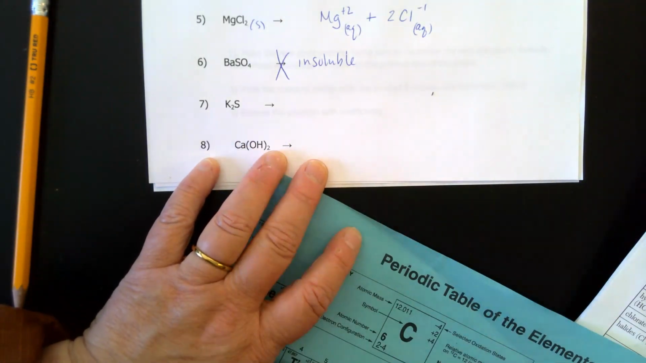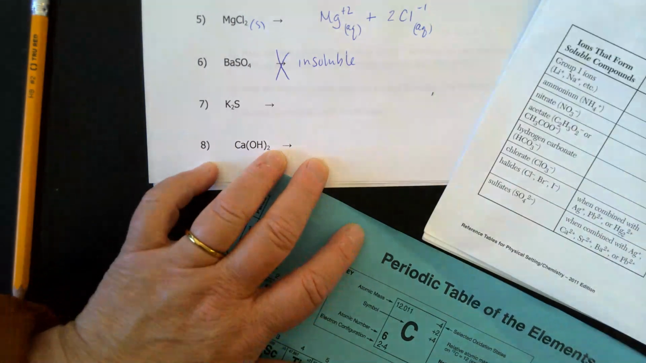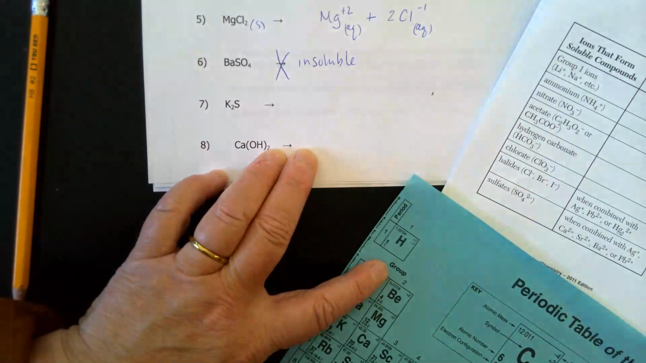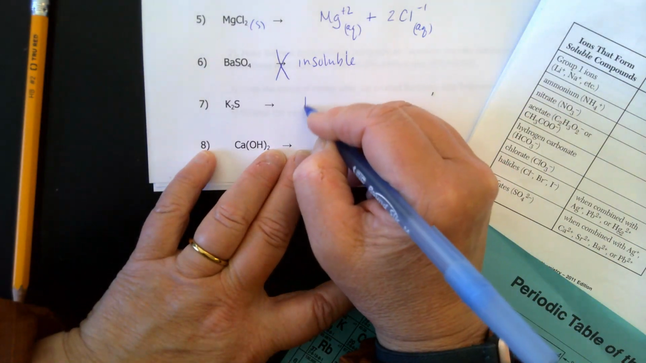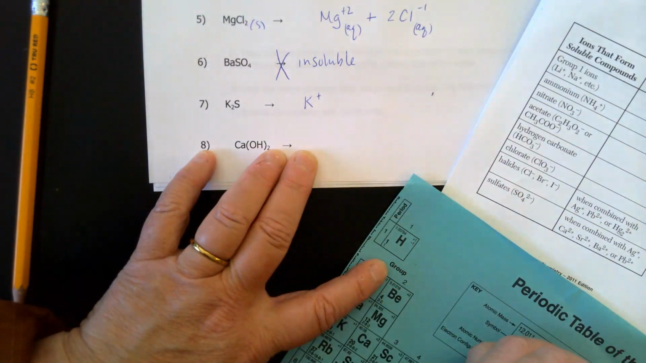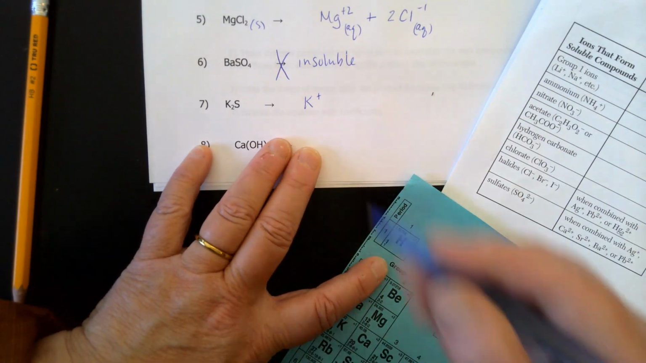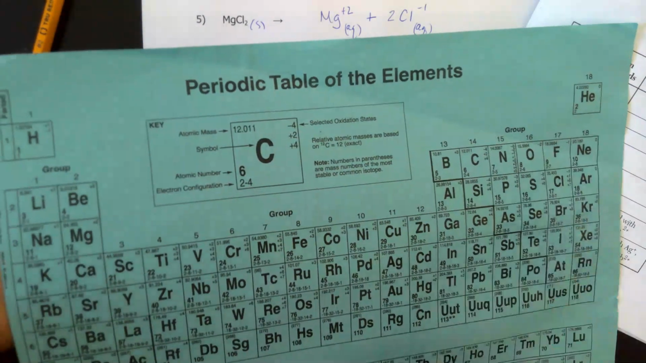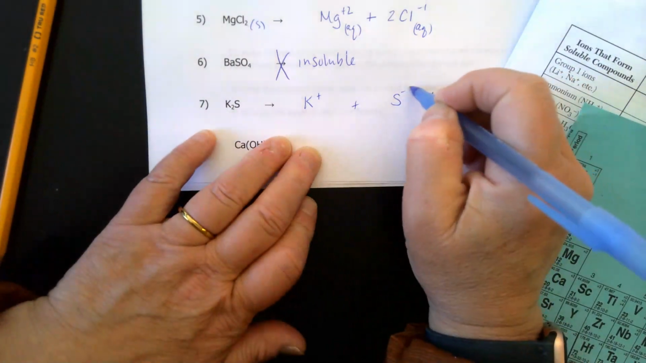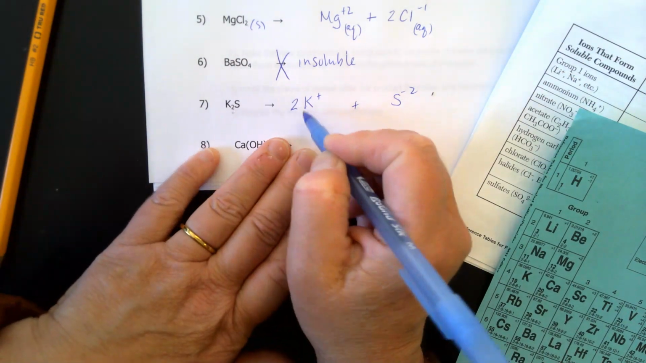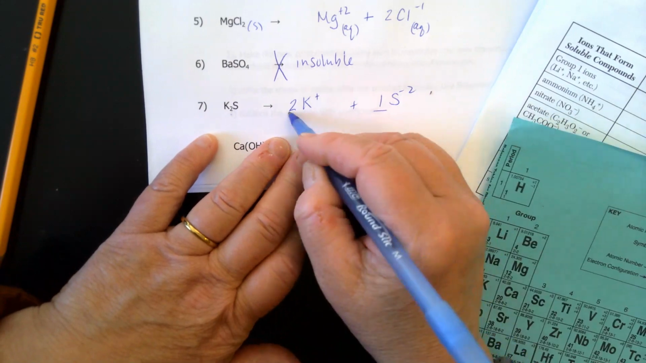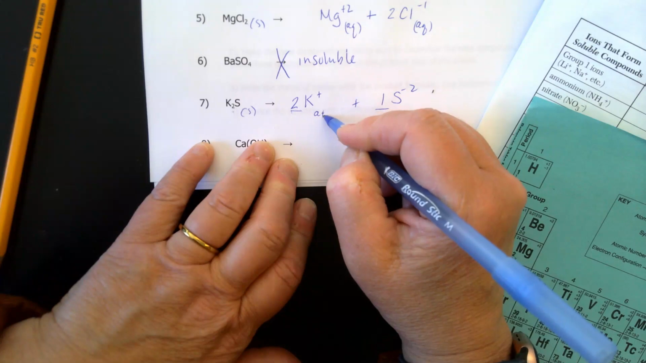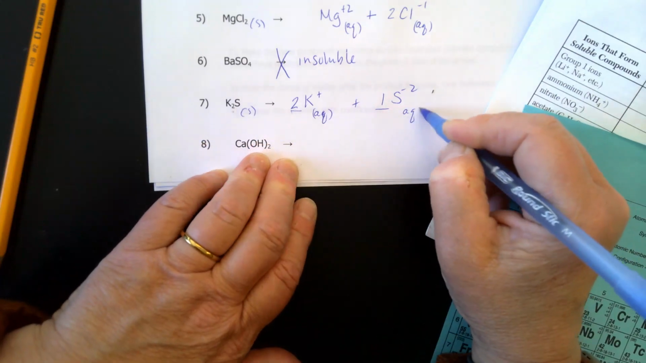K2S. K is potassium. It is a group 1 ion. So group 1 ions are always soluble, which means I need to separate this out. I know that potassium ions are going to separate out into +1 ions. Sulfide ions are going to be -2 ions. I had 2 total of these potassium ions and 1 sulfide ion, and because it was soluble, we'll say that this solid did dissociate into 2 aqueous ions.